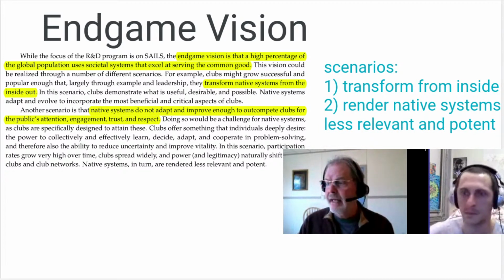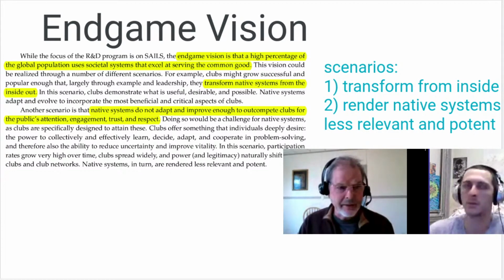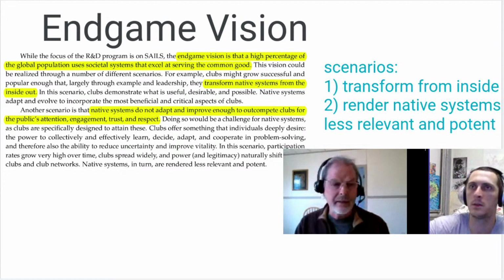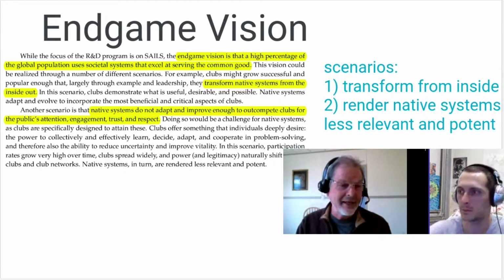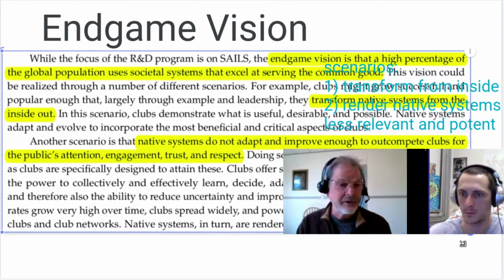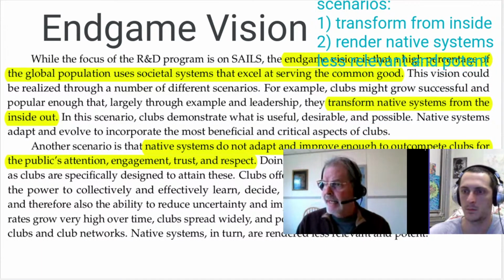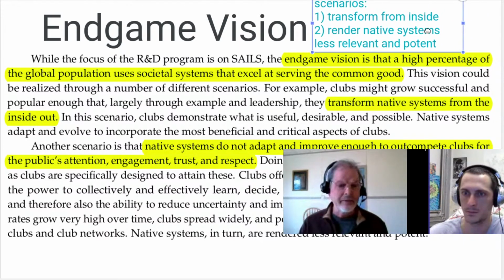So in the Endgame Vision, the idea is that in the future, humanity is using systems that really serve humanity. As we've talked about many times now, the view here is societal systems as a cognitive architecture, as a way of facilitating societal cognition. And obviously, we would all like our societies to be good at thinking, good at learning, good at adapting, good at making decisions, so that we can all enjoy the benefits of such. So here are a couple of scenarios for the Endgame Vision.